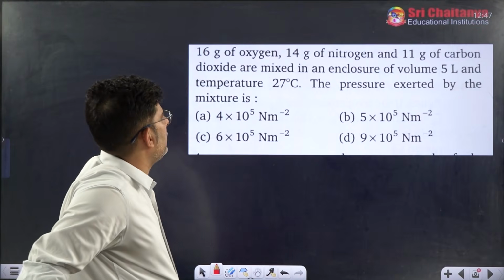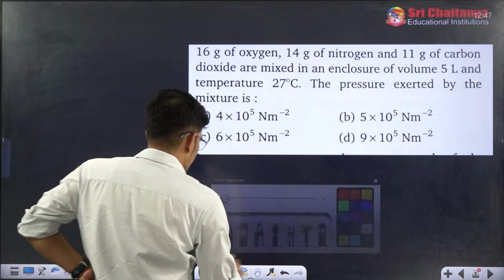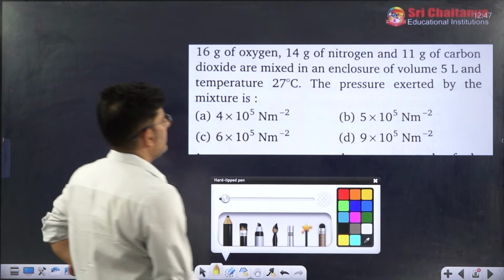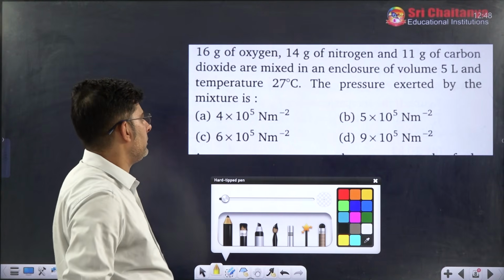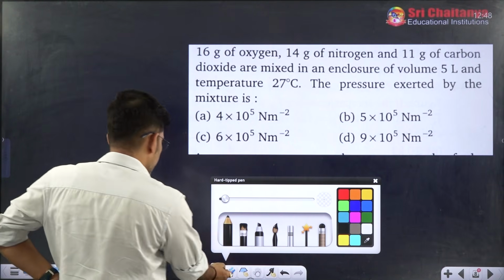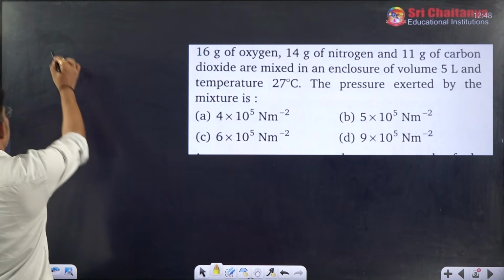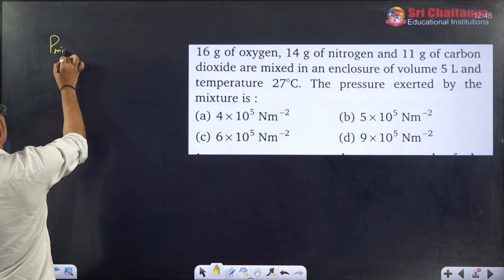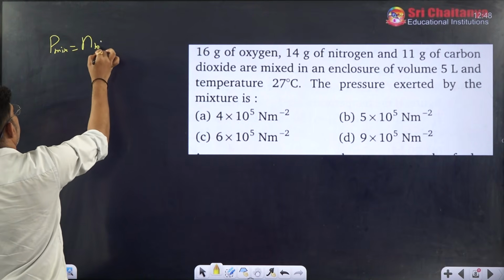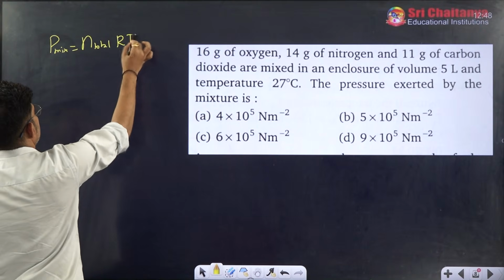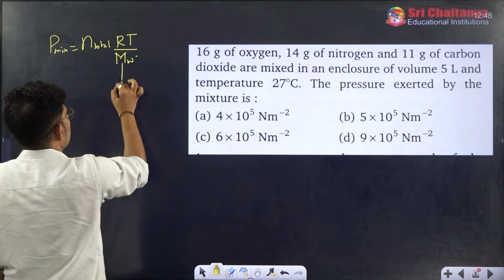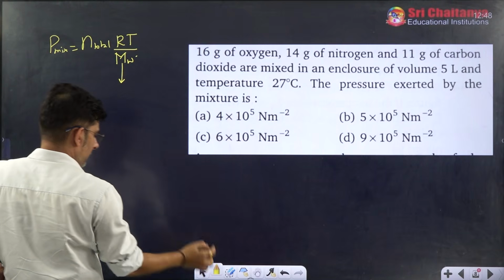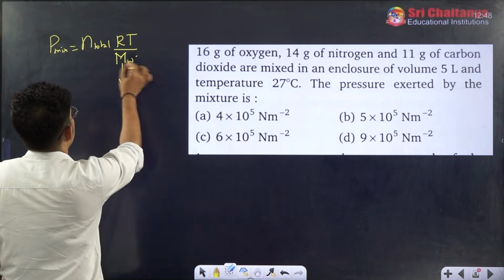16 gram oxygen, 14 gram nitrogen and 11 gram of carbon dioxide. Three gases are mixed in an enclosure of volume 5 liter, temperature 27 degrees Celsius. Pressure exerted by the mixture we just saw. So pressure exerted by the mixture is simply N total of the mixture RT by volume.